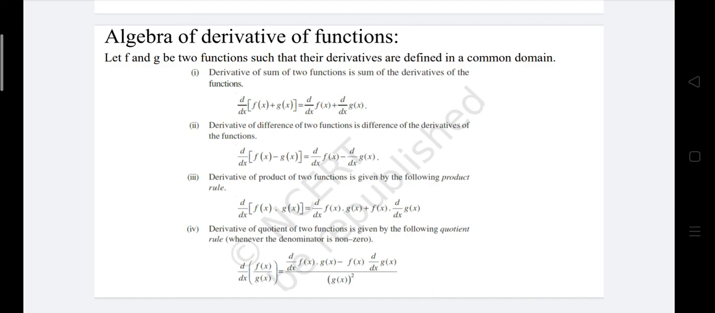Then come back to the next important point, the derivative of a quotient function. If the function is like f of x by g of x, then to calculate its derivative, this is the formula. The numerator is f of x and the denominator is g of x, then it is g of x into derivative of f of x, minus f of x into derivative of g of x, divided by the denominator square.